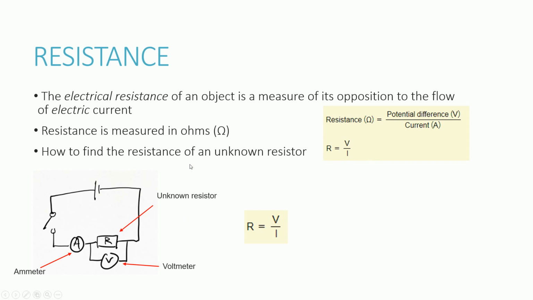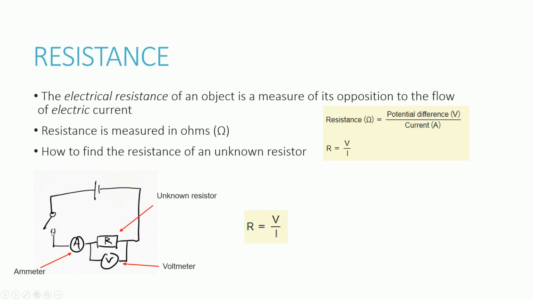And so if we had an unknown resistor for which we don't know what the resistance is, how can we find out the resistance of that unknown resistor? So we've got the resistor in this circuit over here, like so. If we connect the voltmeter, it tells us how much potential difference is going across the resistor here. We've got the ammeter connected as well. The ammeter will tell us how much current is flowing through the circuit.